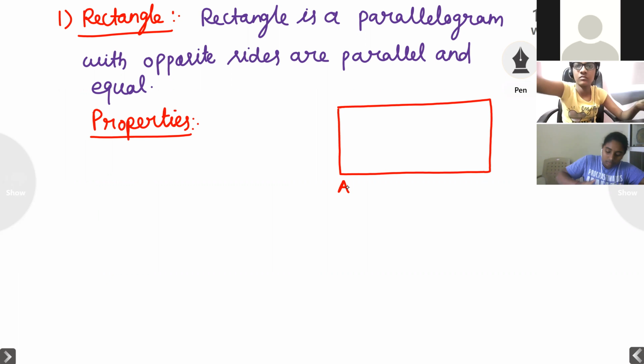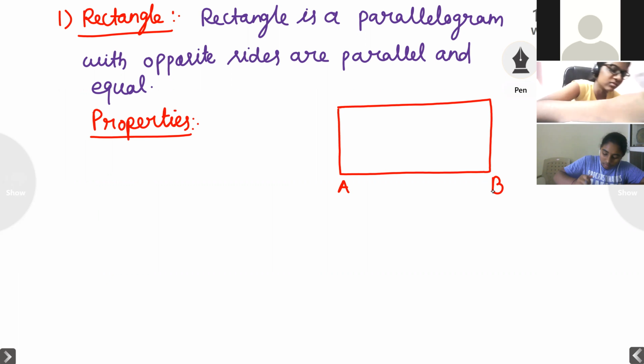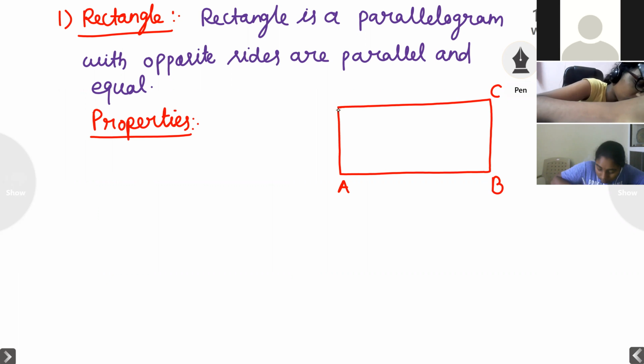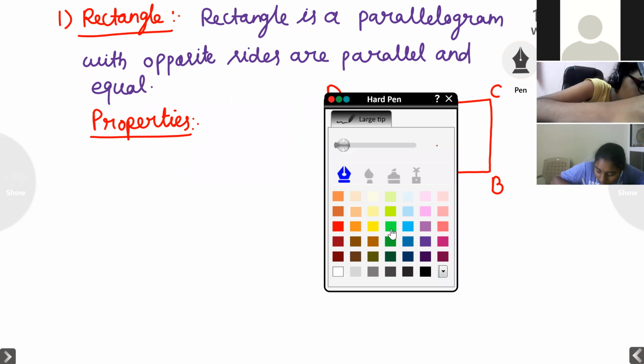Labeling: A, B, C, D. When you are drawing the figure, students, always use scale and pencil. Don't use pen.